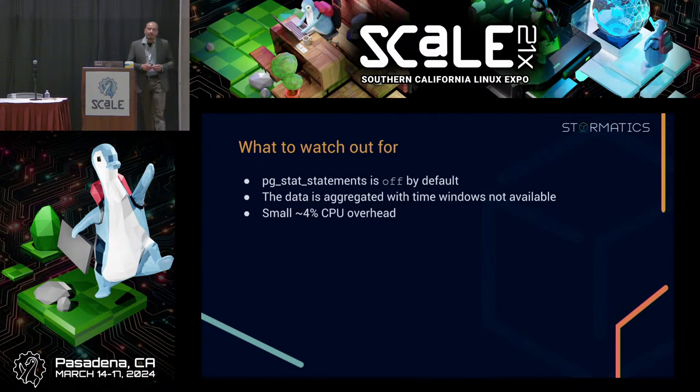And secondly, the data is aggregated from the time it was turned on or from the time it is reset. So you don't have the ability to time bucket the data with pg_stat_statements. It's accumulated data. And there's a small CPU overhead when pg_stat_statements is turned on. It's approximately 4%. This is based on a few studies that have been published and based on best practices. The overhead generally is small enough that it is negligible, and the benefit far outweighs the small overhead.